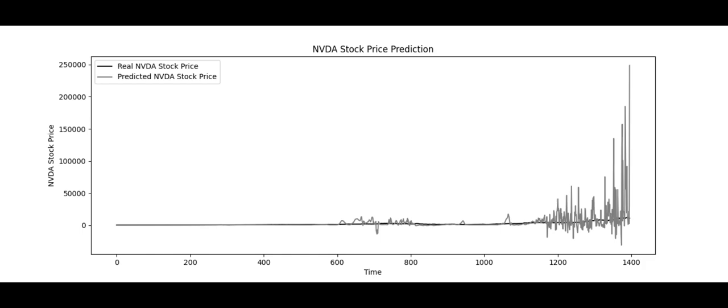With our model trained and test data prepared, we proceed to make predictions. These predictions are then scaled back to the original data range to compare them accurately with actual stock prices. Scaling the predictions allows us to visualize and evaluate the model's performance against real-world data.